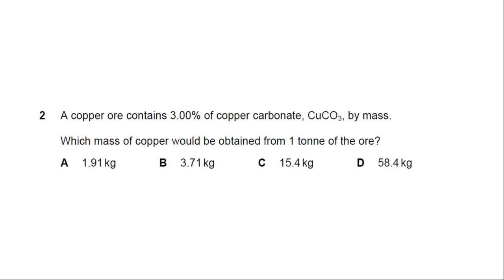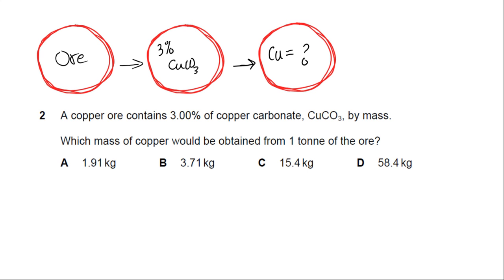Question number 2. Copper ore contains 3% of copper carbonate by mass. Which mass of copper would be obtained from 1 ton of the ore? Now, in order to solve this question, make a mind map in your head. Here's one. So we have the mass of the ore. From the mass of the ore, we can get to the mass of copper carbonate because we know it's 3%. And from there, we can get to the mass of copper.